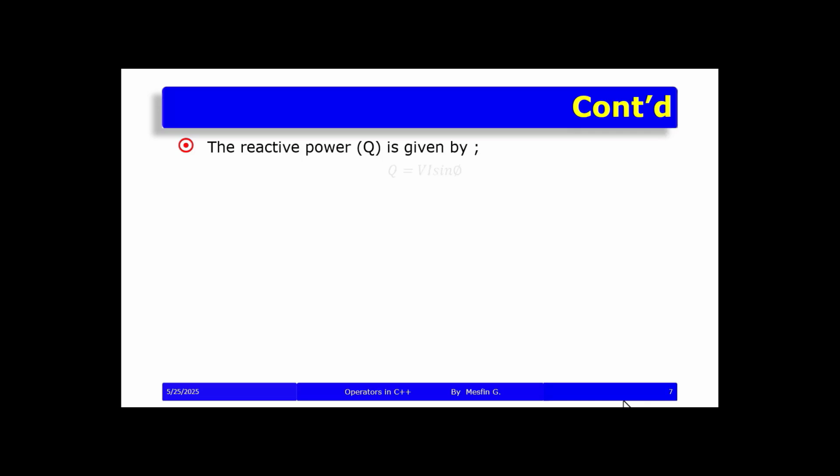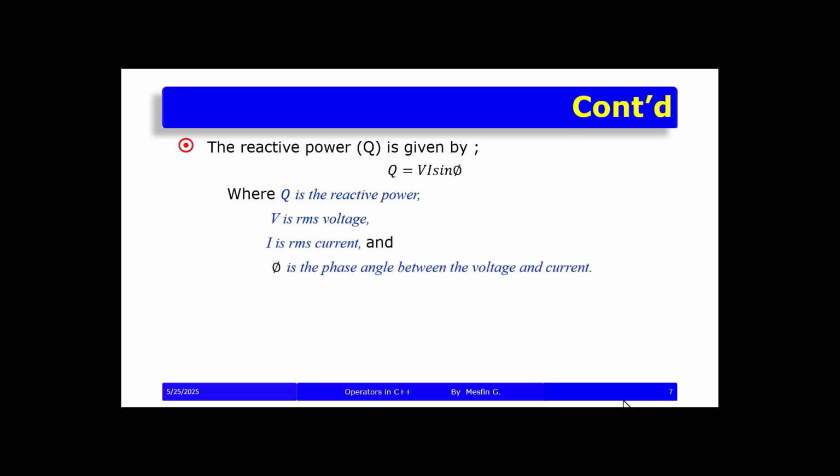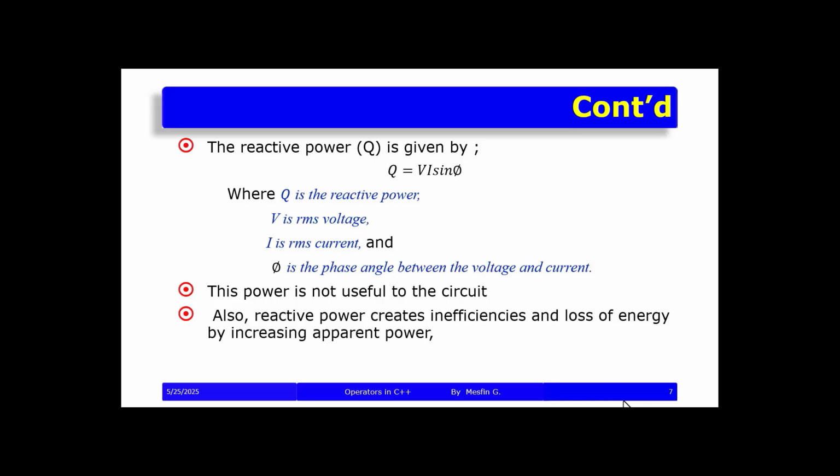So the reactive power is designated by the letter Q and is given by the product of V, I and sin phi, where Q is reactive power, V is RMS voltage, I is RMS current, and phi is the angle between voltage and current. So the power is not useful to the circuit. Also, this reactive power creates inefficiencies and loss of energy by increasing apparent power.